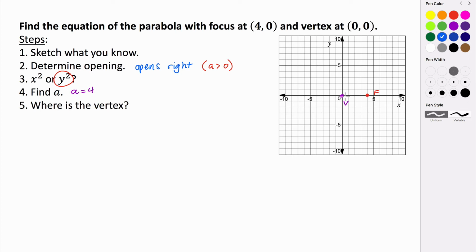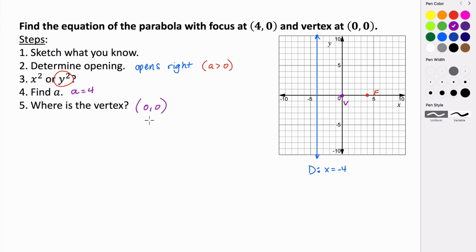We also know that the directrix is a vertical line that is 4 units to the left of our vertex. So over here, we have a vertical line that we call the directrix. So this is our directrix here, and this is x equals negative 4. It's the same distance from our vertex as the focus. So our vertex is here at the origin. So we were given this.